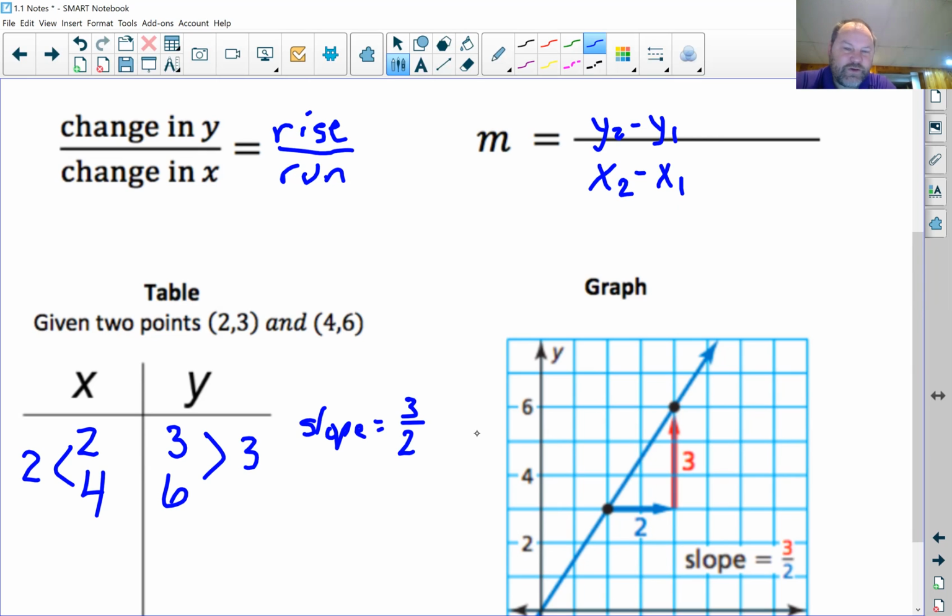The final way that we could find the slope of a line is if we had a graph and basically count. Now, I don't like the way that it's drawn here because I like to do rise over run. So I would do the 3 first. We go up 3, and then we go over 2 to get our slope of 3/2. It's just a personal preference of mine.